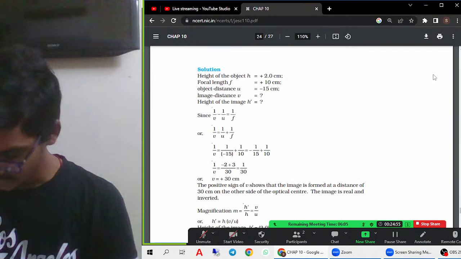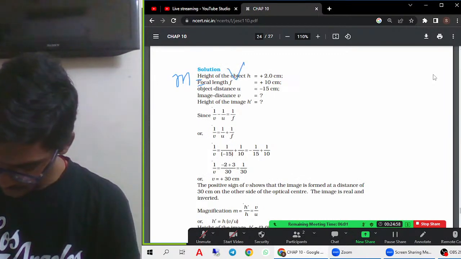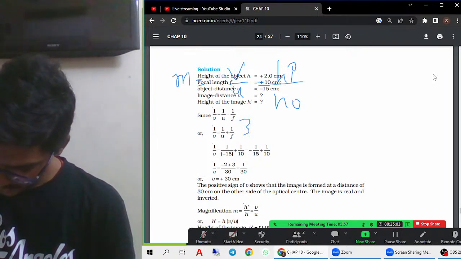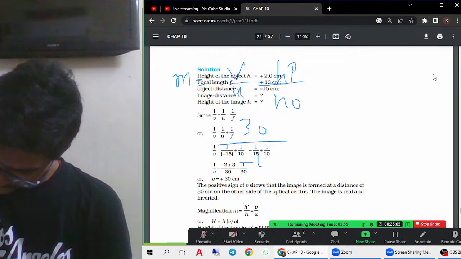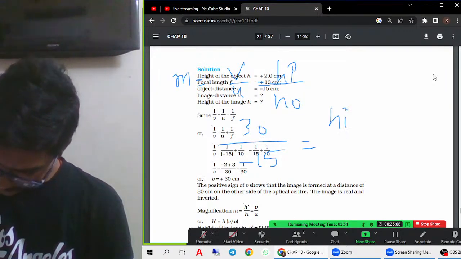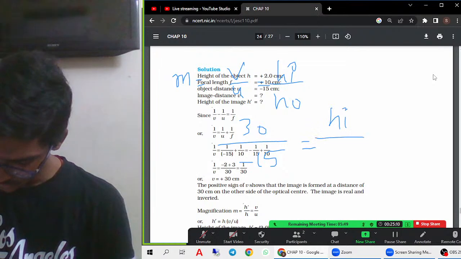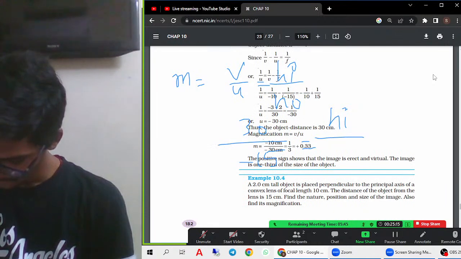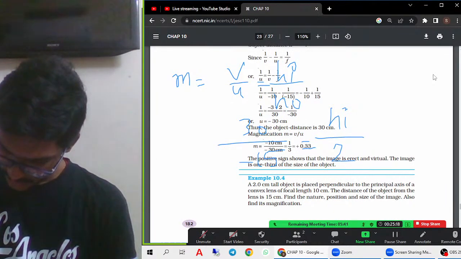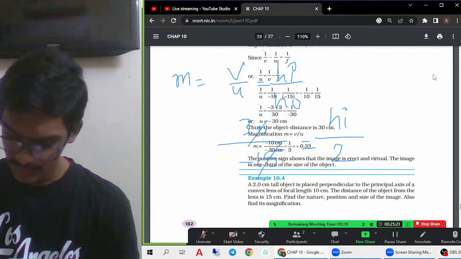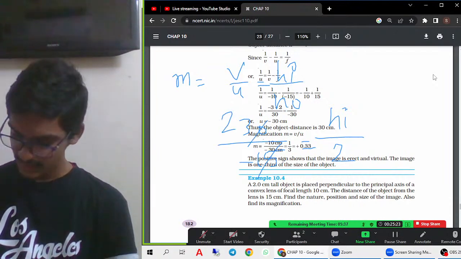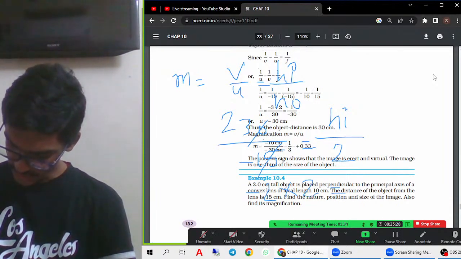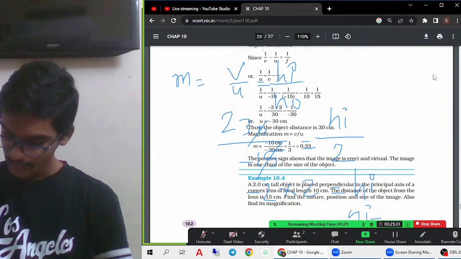Then you are asked for the magnification. Magnification is v by u equal to hi by h naught. The v value we got is 30, then the u is minus 15. Then the height of the image we have to find, and the height of the object is given in the question as 2 centimeters, right? Now we'll find it. So this 15 and this 2 will cancel, 30 will cancel, so we get minus 2. So minus 2 into 2 equals, by cross multiplication, hi. So hi is equal to 4 centimeters.